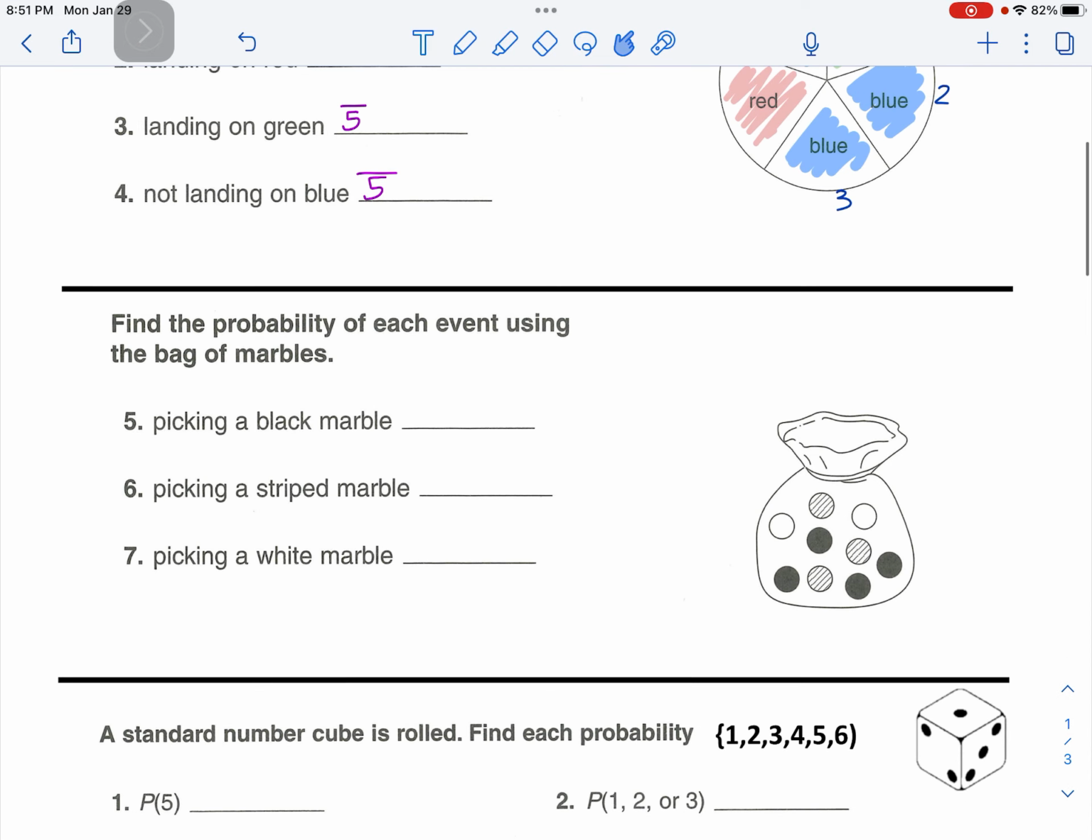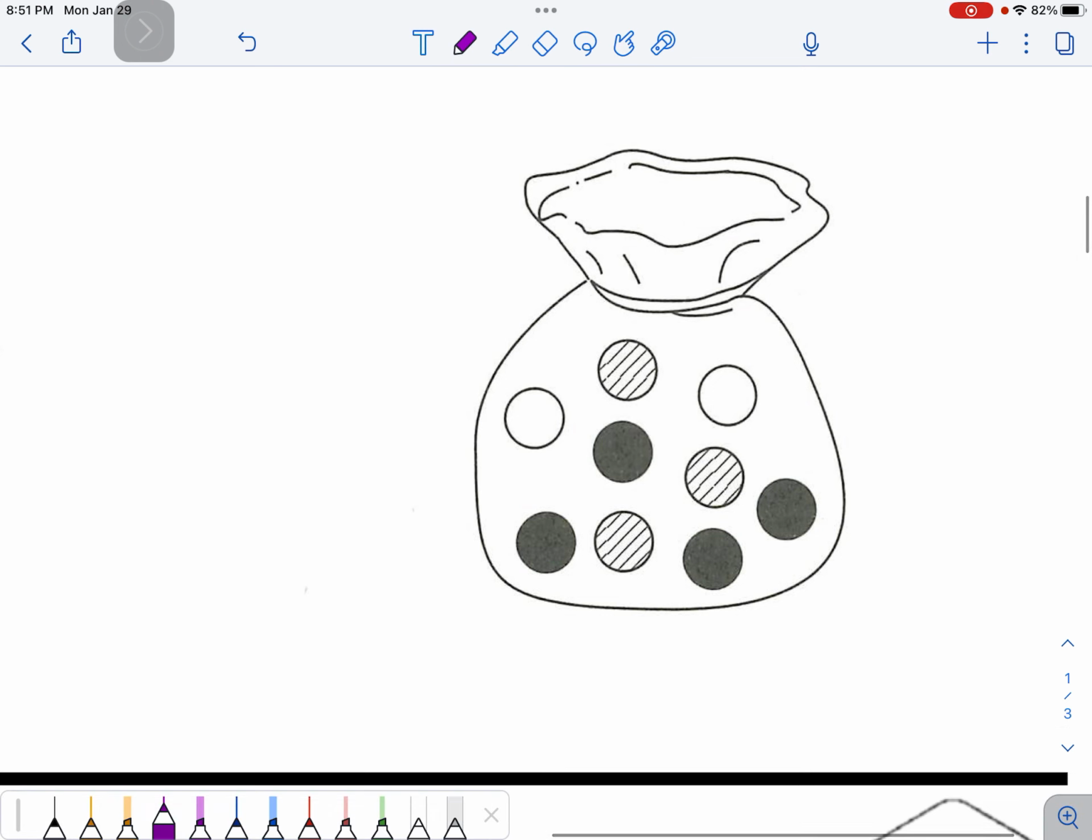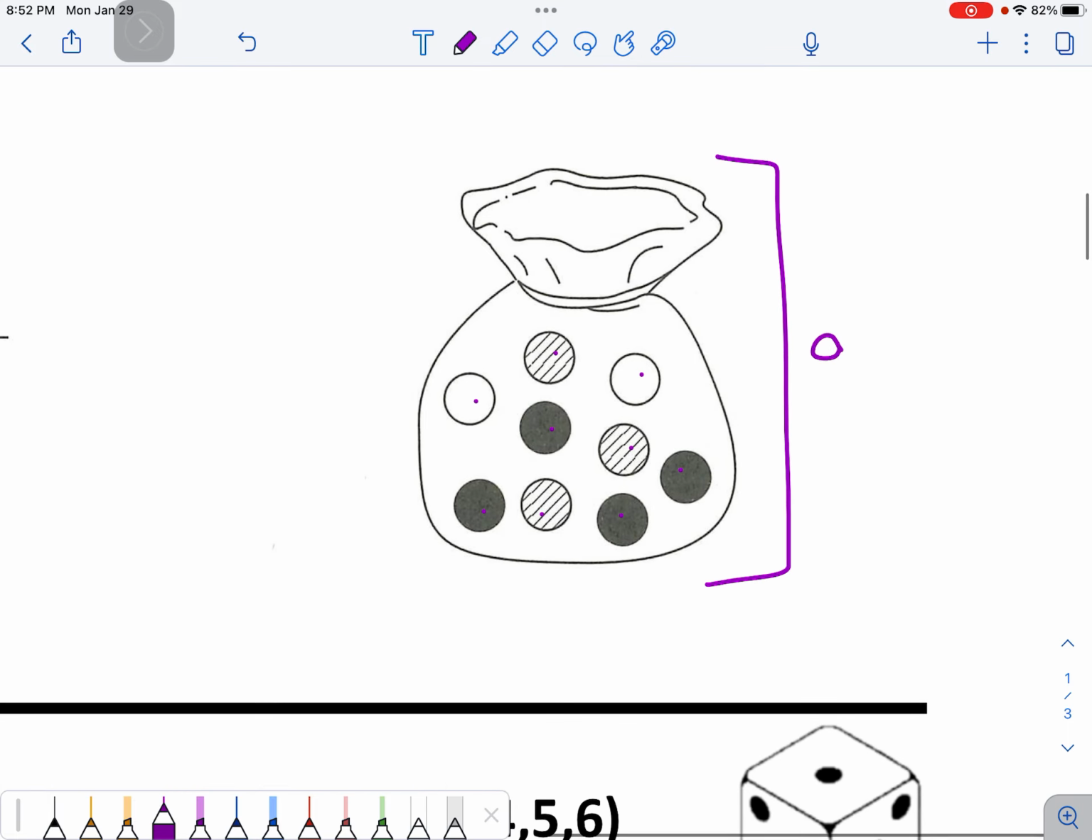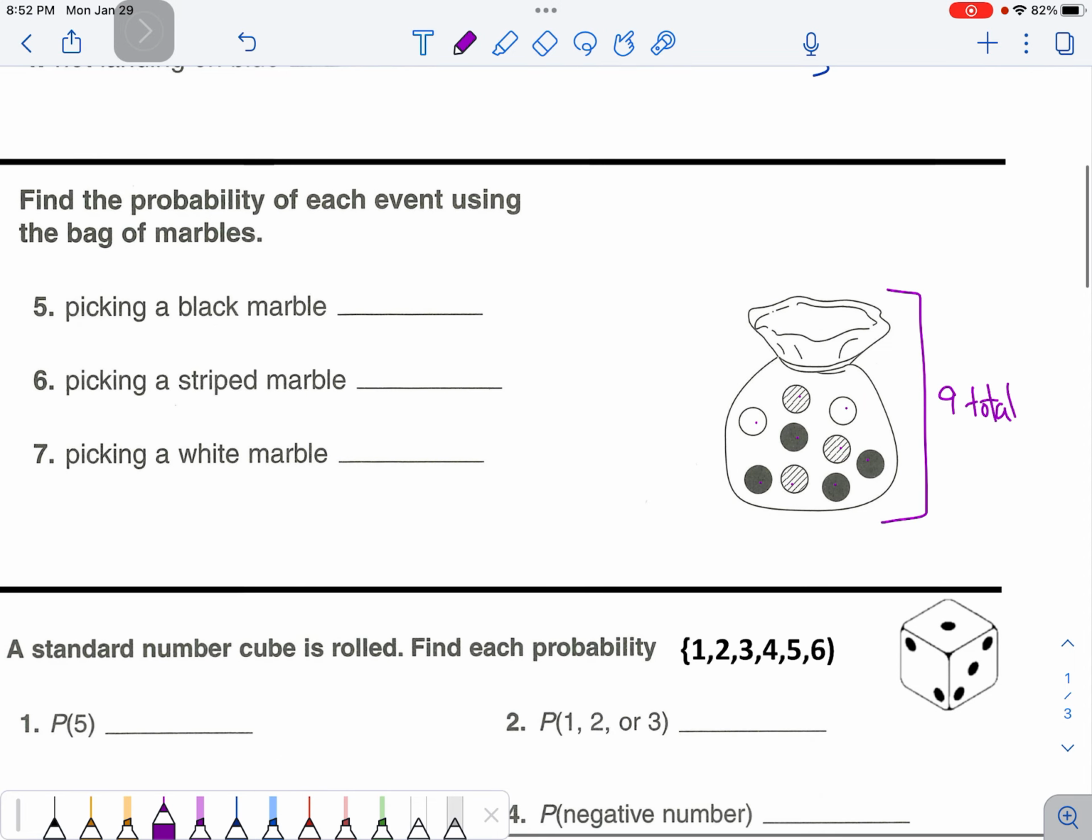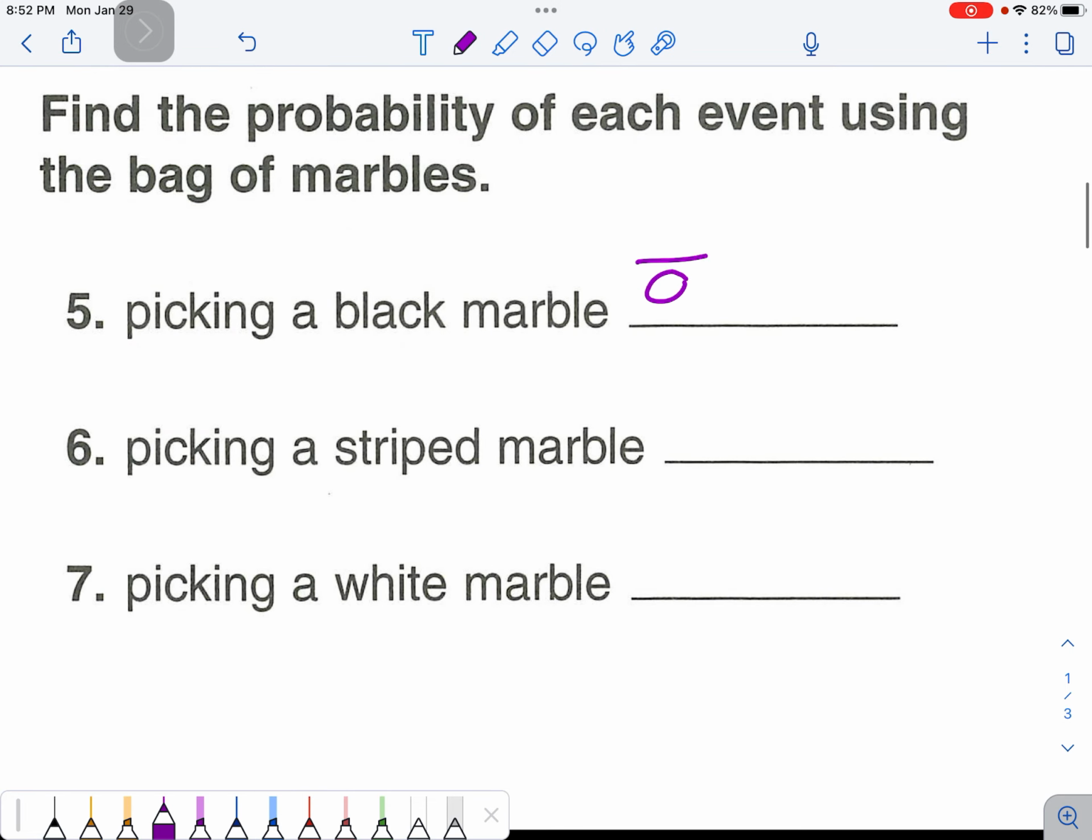In this middle section, there's a bunch of marbles here. Make sure that you count them correctly. 1, 2, 3, 4, 5, 6, 7, 8, 9. There are 9 marbles. There are a lot of kids who are going to think that there are 10, because 10 is an easier number to use. But if there are 9 marbles, that means that all of the denominators have to be 9.